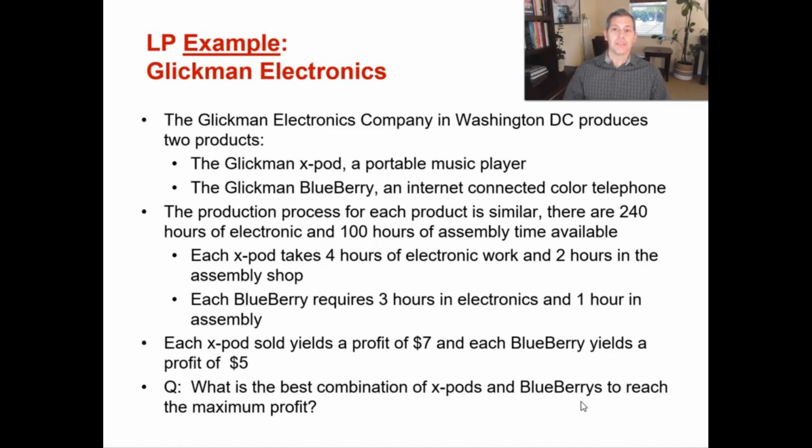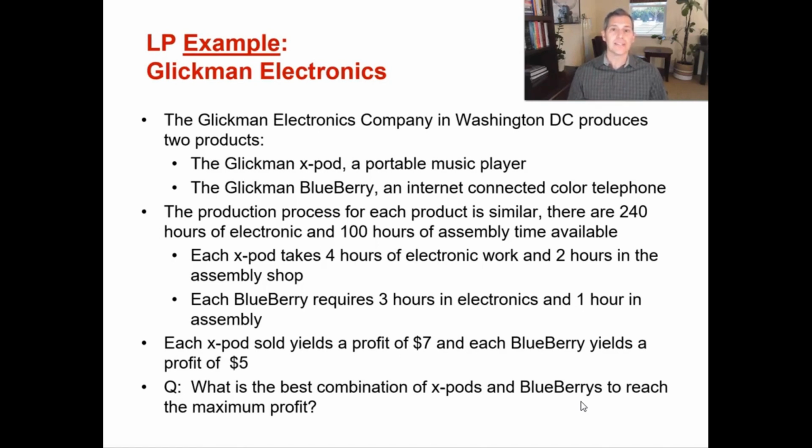So some people have asked me in the past, why wouldn't they just go and only make XPods if they're making $7 profit per unit? Why wouldn't they just not make any blueberries? Well, the blueberries take less capacity or less resources. They are easier to make. You can see instead of taking 4 hours, like the XPod does, it only takes 3 hours in electronics and it only takes 1 hour in assembly. That's why some companies make a ton of money on low profit products that are easy to make and they can do high volumes of them.